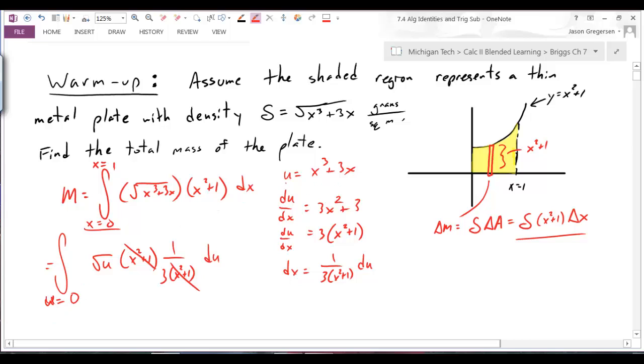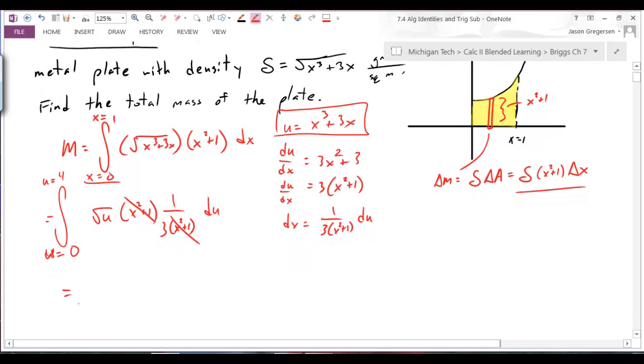I just plug them into my equation that relates u to x. When x is equal to 1, u is equal to 4, right? 1 cubed plus 3 times 1. So now I'm going to do the integral.